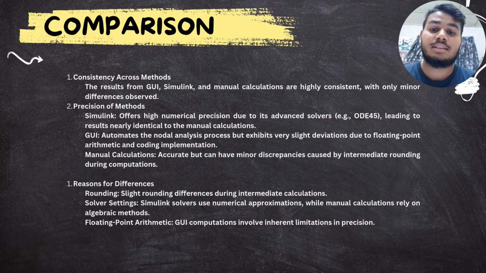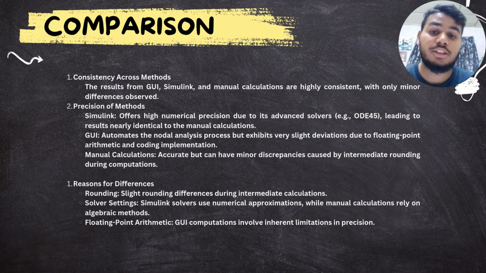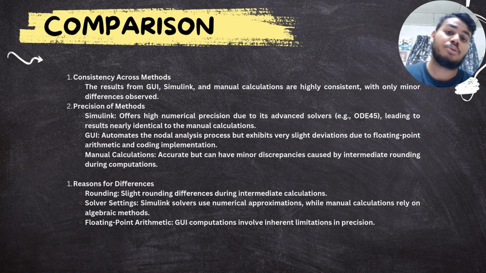The third reason is, as I mentioned, rounding, and the solver setting, because some tools simulate the solver with numerical approximation while the manual calculation uses the algebra method. So there is some error from the algebra method and the floating point arithmetic. In the GUI, the complication involves a limitation in precision. As I mentioned, we input some coding, and because of that, maybe the answer should be a bit different.